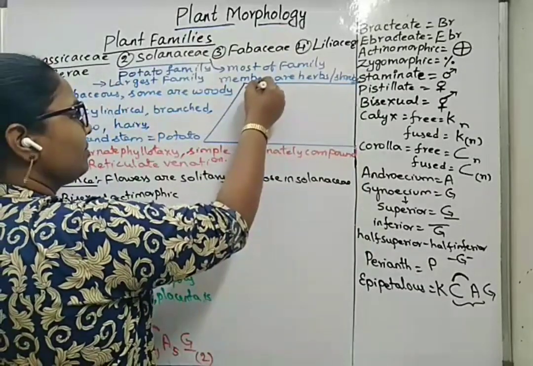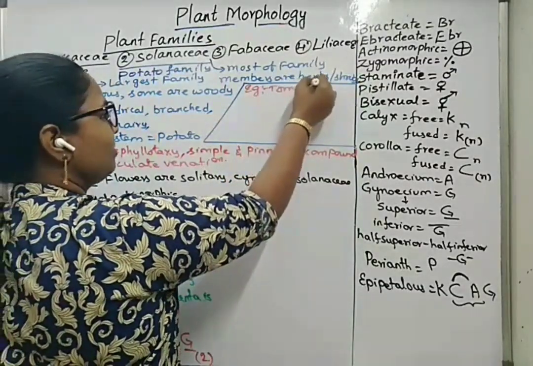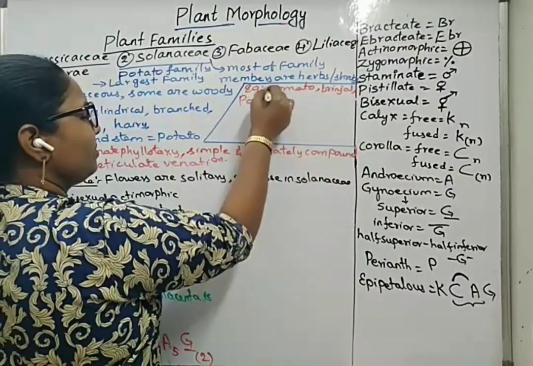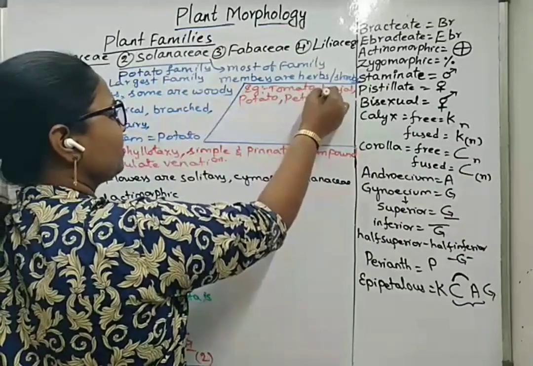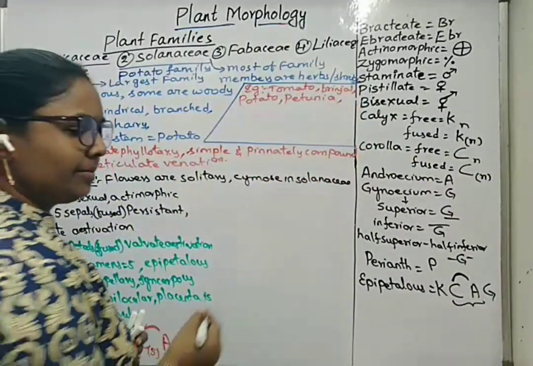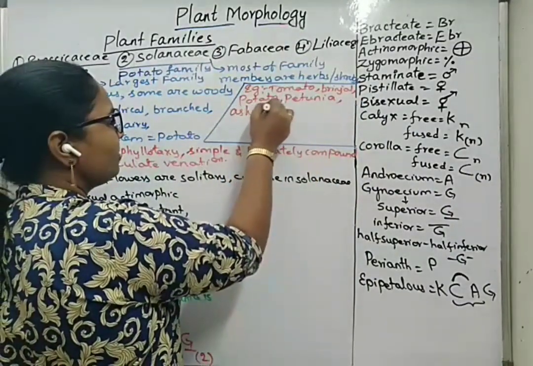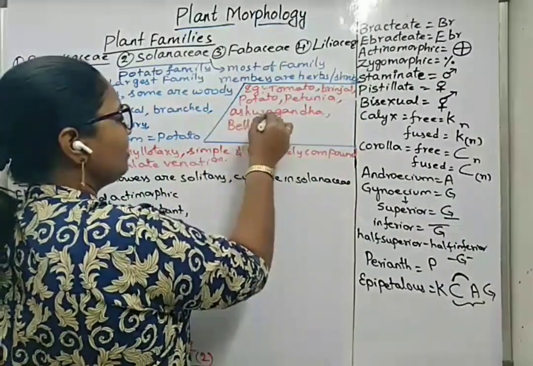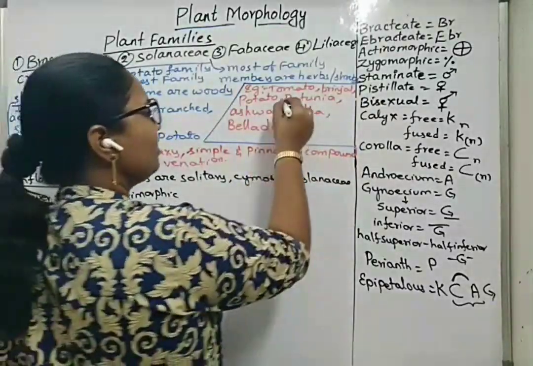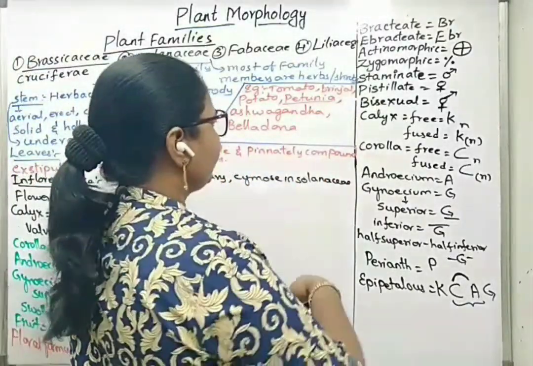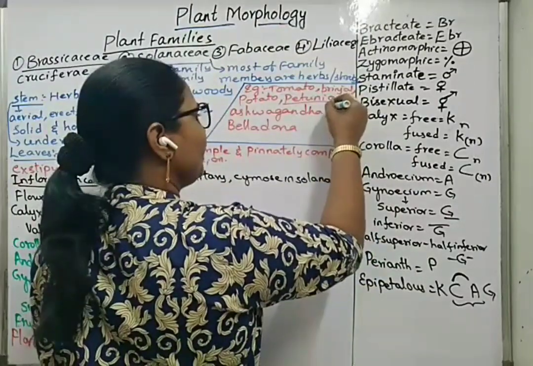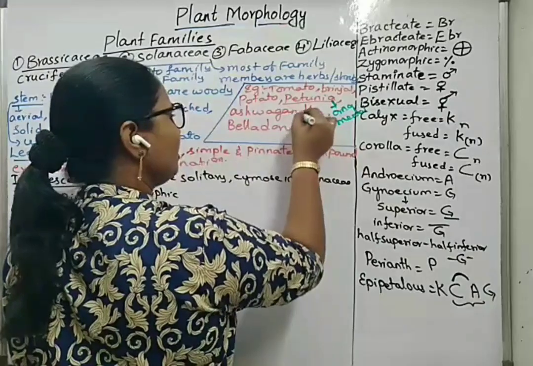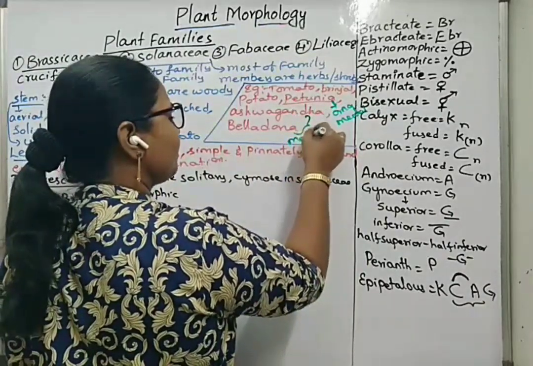Examples are tomato, brinjal, potato, petunia. Ashwagandha is a medicinal plant, belladonna is also a medicinal plant, and petunia is an ornamental plant. Both ashwagandha and belladonna are medicinal plants.